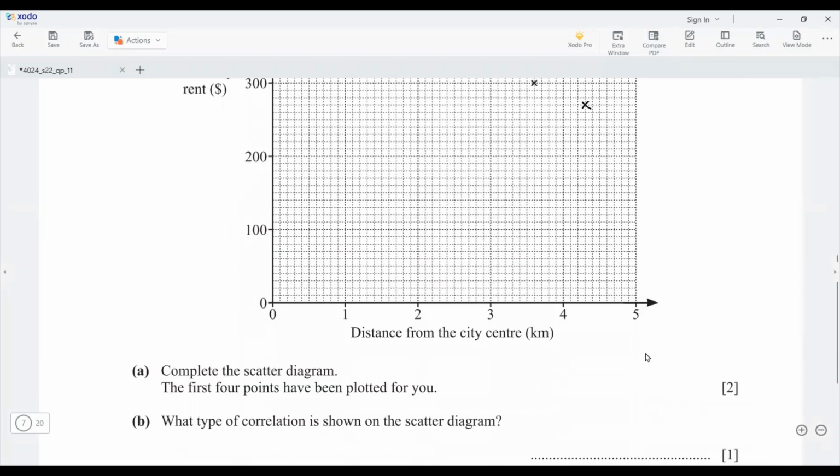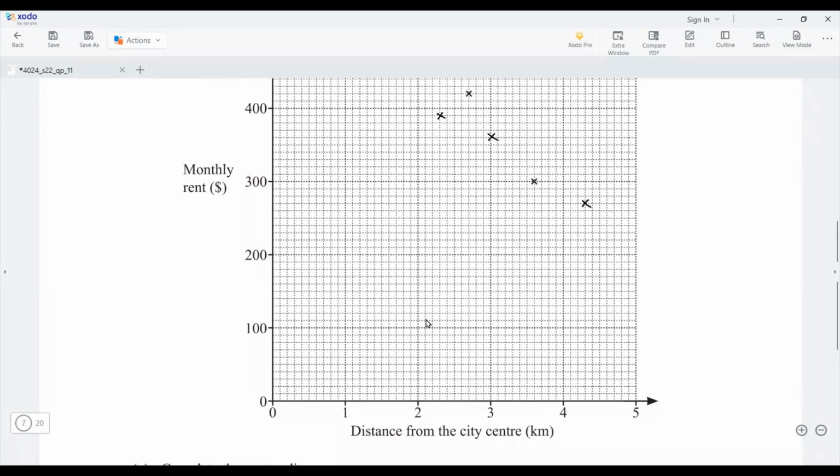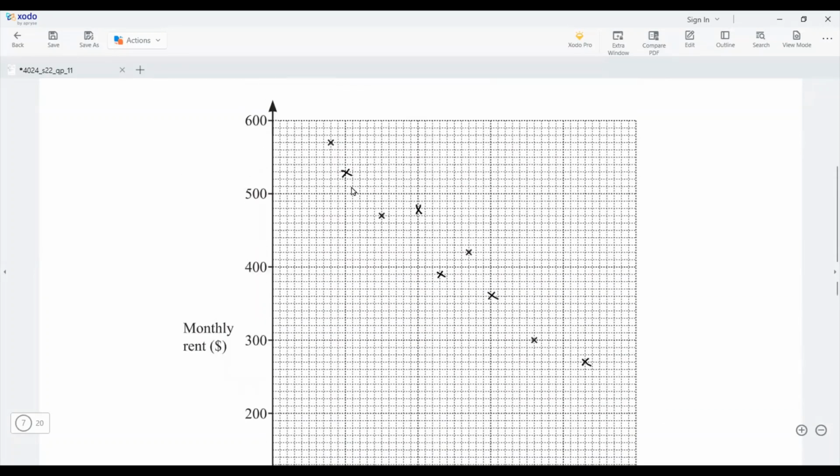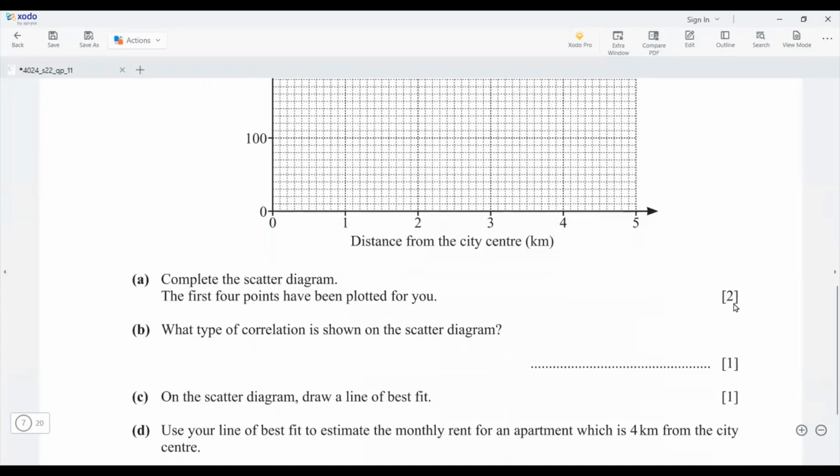So the scatter diagram is completed, and we have to write down the type of correlation in this. If we are moving from left to right, what is going to happen to the values of x? From left to right, the values on the x-axis are increasing. What about the y-axis? The values of y are decreasing accordingly. So this results in negative correlation. If we are increasing on the x-axis, the results on the y-axis decrease accordingly, the correlation is negative. So we have to write down negative here.